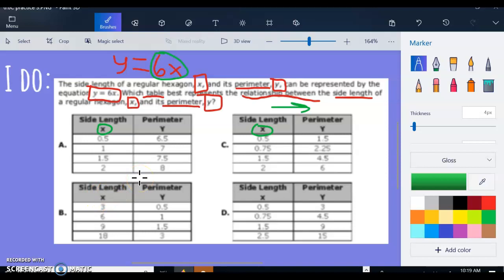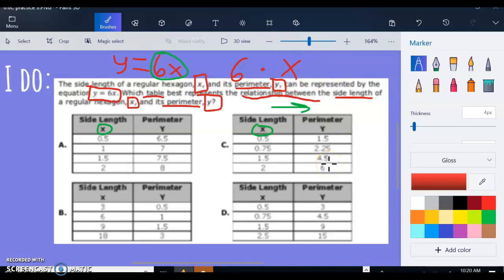So, how we get from x to y in this particular equation is we are going to multiply x times 6. If you notice this equation up here, y equals 6x. This means y equals 6 times, remember this little dot in the middle means times, and then x. So 6 times x. This is what we're looking for.